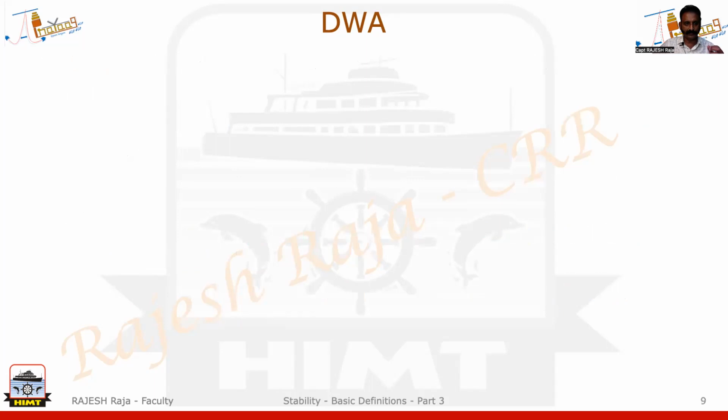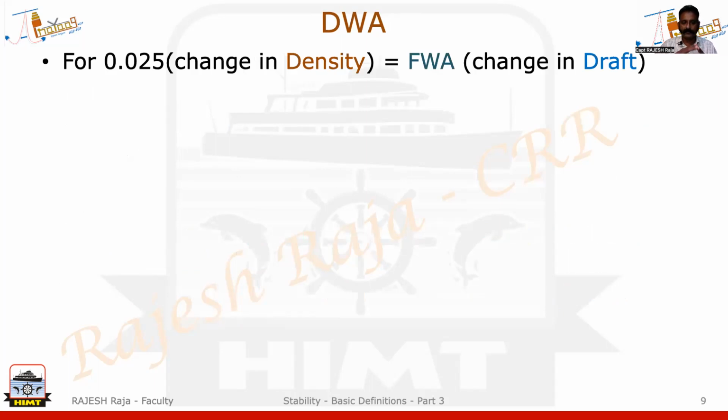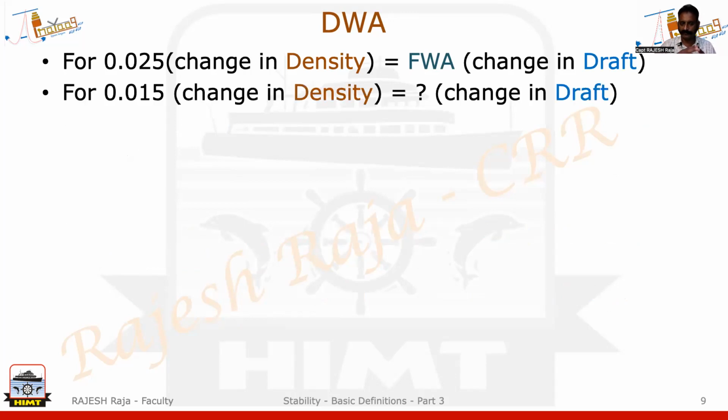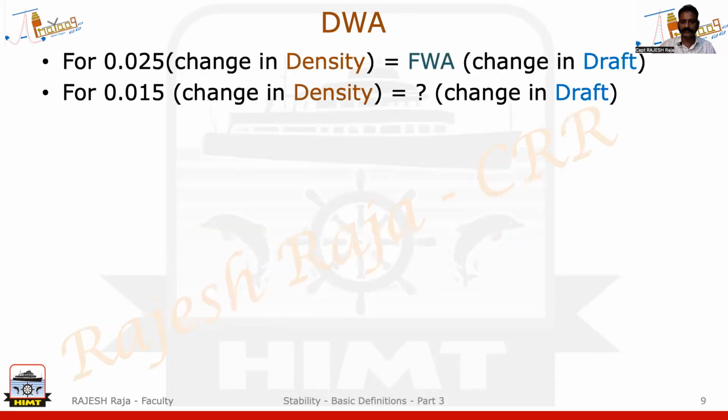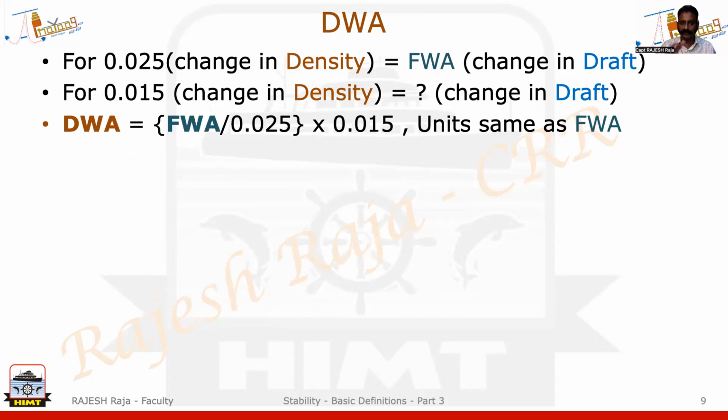So let us quickly form that equation. For a change of 0.025, which is the change in density, the change in draft is the freshwater allowance. Then for a change of 0.015, the change in density which I gave you in the previous slide, what is the change in draft? I'll go back to the previous slide. See, I've given you 1.020 and 1.005, so this is the change in density. All I'm going to do is put an equation. Freshwater allowance is on the right hand side, so I divide by 0.025, send it to the right hand side, and then multiply by 0.015. All I've done is shuffle it as you would in any interpolation calculation.